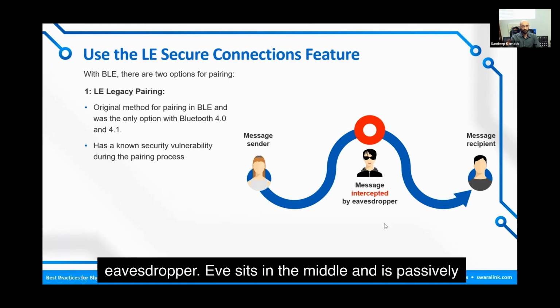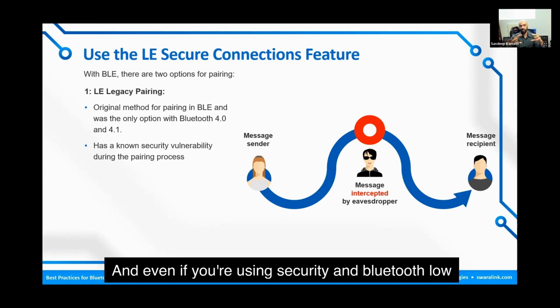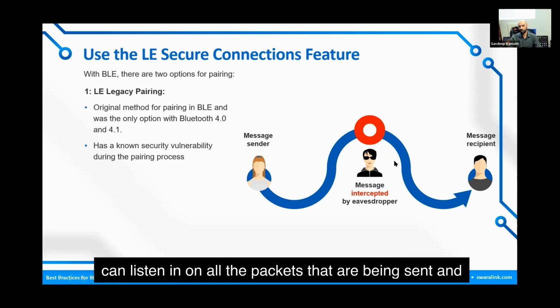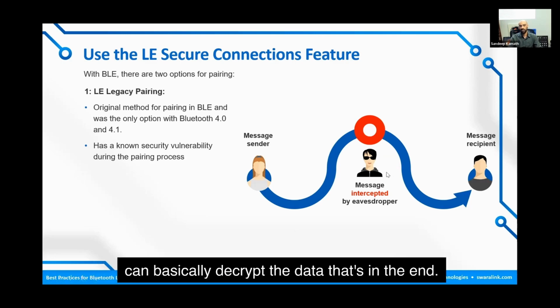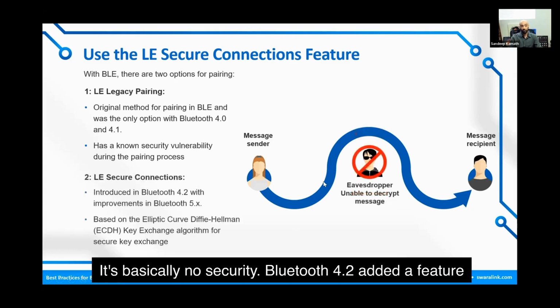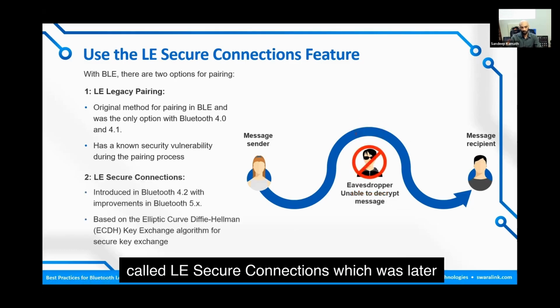Eve sits in the middle and is passively listening to all the data that's being sent over the air. And even if you're using security in Bluetooth Low Energy, it's not really secure because the eavesdropper can listen in on all the packets that are being sent and can basically decrypt the data. In the end, it's basically no security. Bluetooth 4.2 added a feature called LE Secure Connections, which was later improved in Bluetooth 5.0.